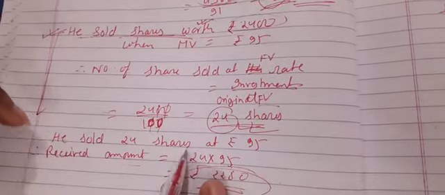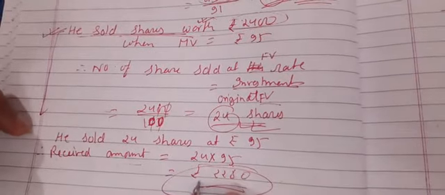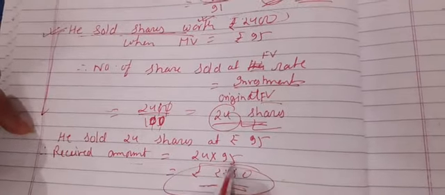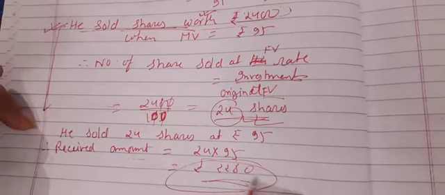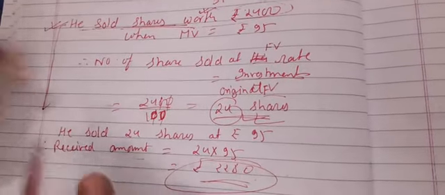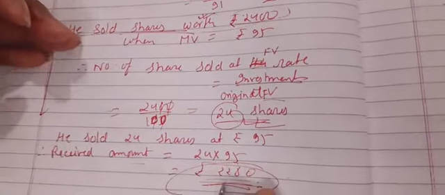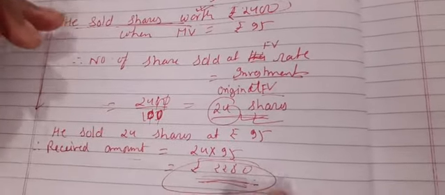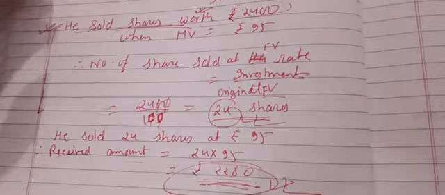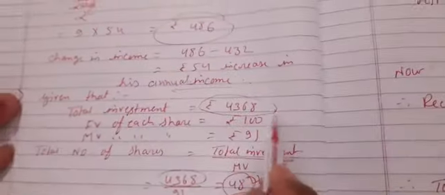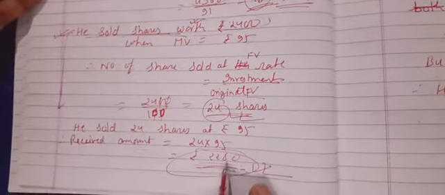Okay, so you may write here number of shares into market value. So that is 24 into 95, which means 2,280 rupees he received. When this person sold 24 shares, he received this much money. How much? 2,280 rupees. Clear? Try to understand, children. This is his total investment for the shares. Now for 24 shares he received this much amount, 2,280 rupees.